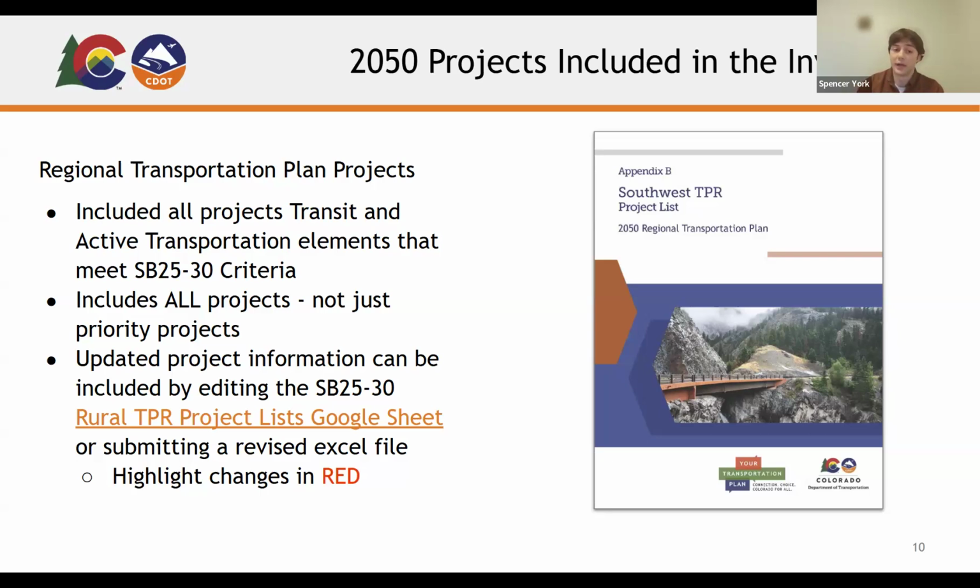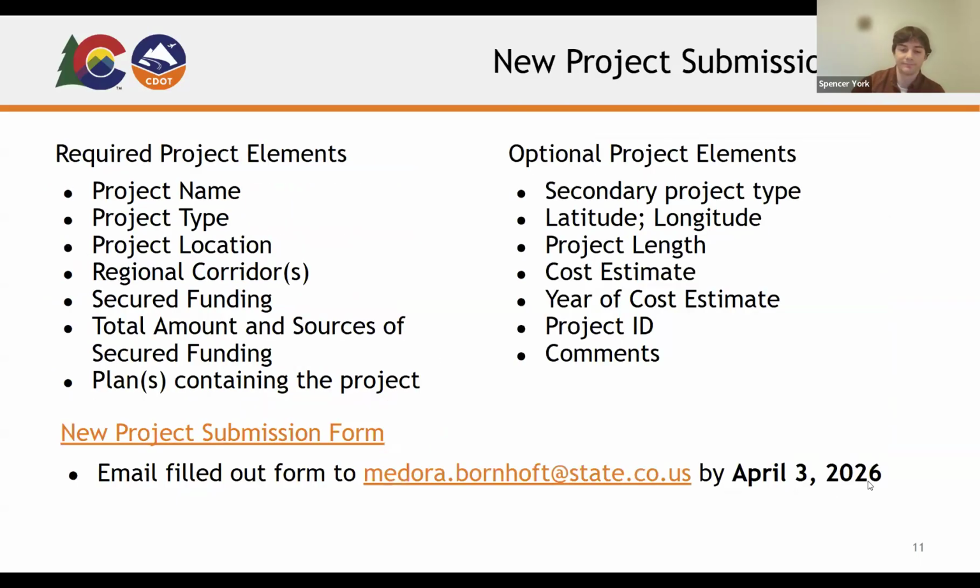It includes all of the transit and active transportation projects. We ask that if folks have updated information about these projects, they go into this Google Sheet and submit revisions. You just make those edits right in the Google Sheet, and then you can highlight those changes in red. If you don't have access to the Google Sheet, then you can download an Excel file and email that to Medora. Next slide, please.